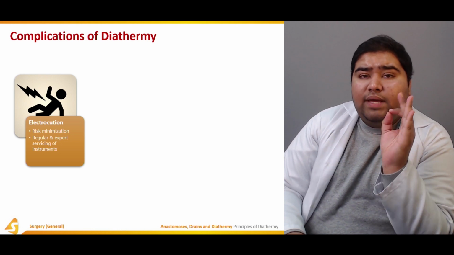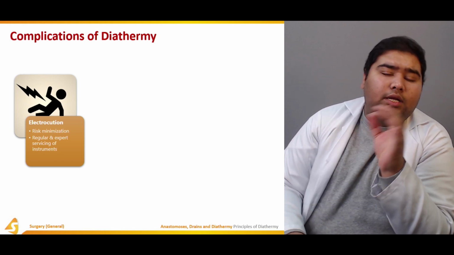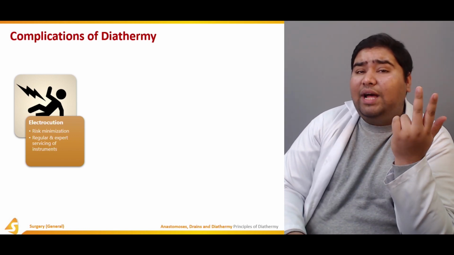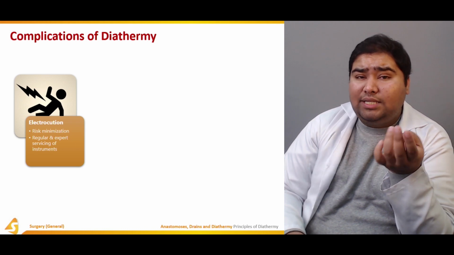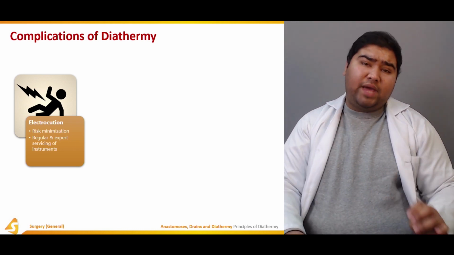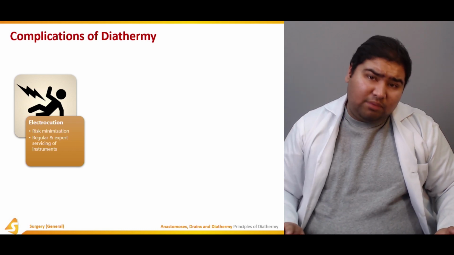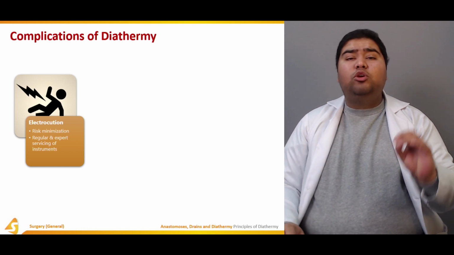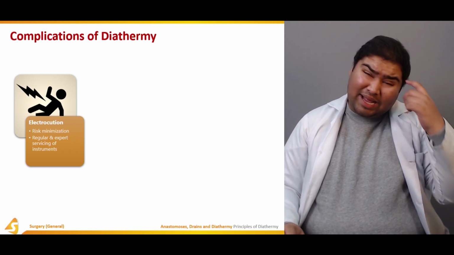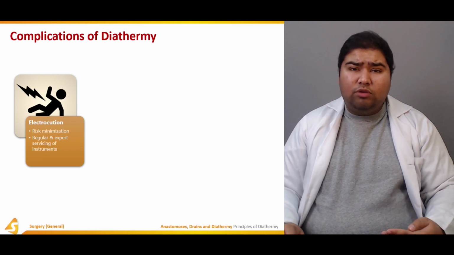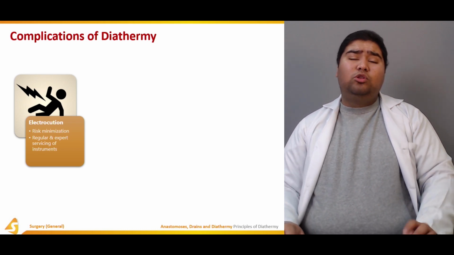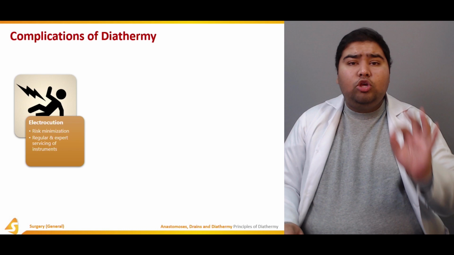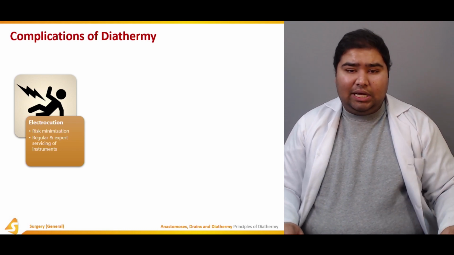Electrocution is the biggest complication of diathermy. So you should minimize the risk by knowing the principles of diathermy, by knowing what type of diathermy is being used in your operating table, by making sure that your patient is in the sufficient position, by making sure you're not pressing the diathermy probe when you're not there, or when the diathermy probe is not being used, by making sure there is no loss of insulation on the diathermy probe, by making sure your instruments are not touching each other.